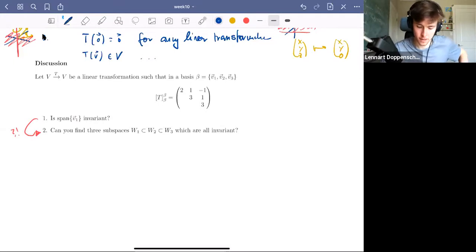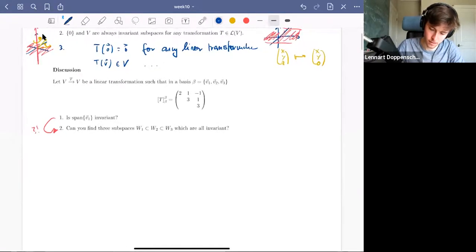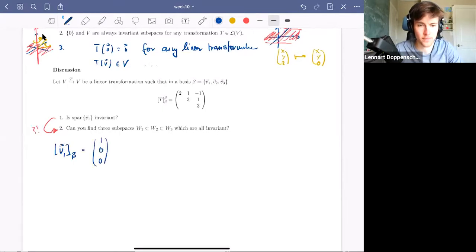All right, any ideas? So first, number one, is the span of V1 invariant? How can you justify this? So V1, if we work with matrices, then in the basis beta, this vector has the form 1, 0, 0. Right, exactly. So Gensi just did this computation, but without using coordinates, but this is actually, I guess, the idea behind this.